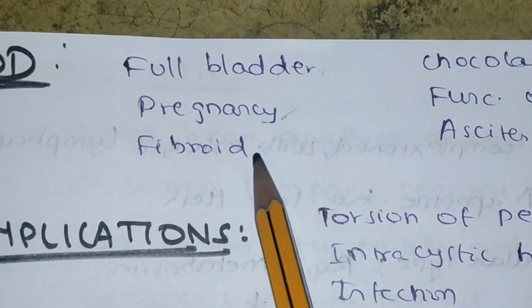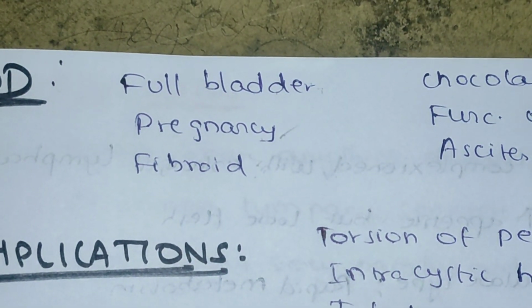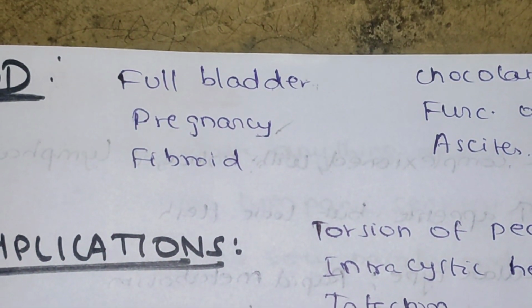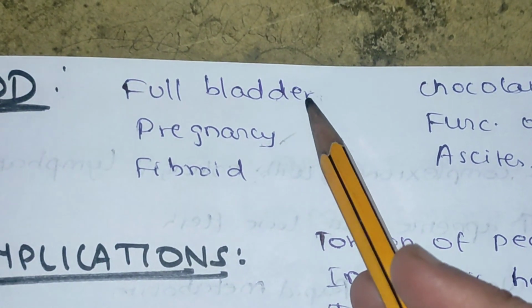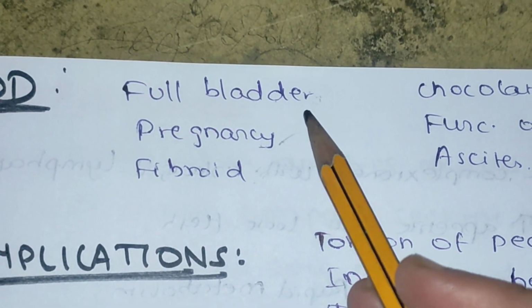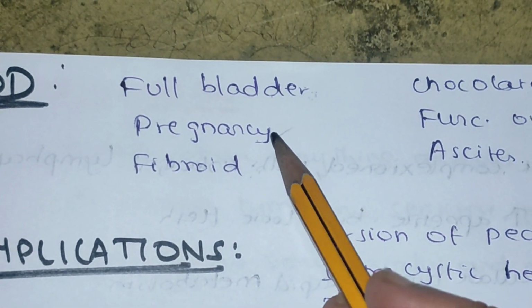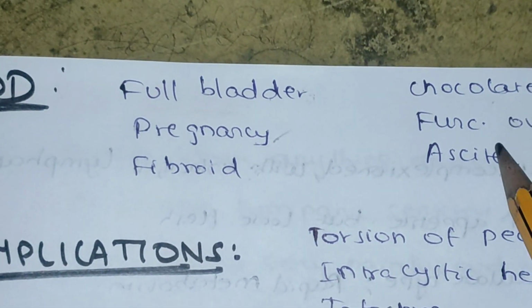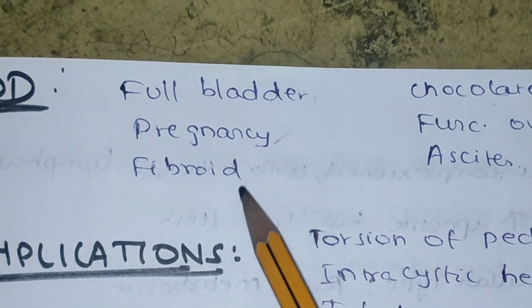Full bladder, pregnancy, fibroid, chocolate cyst, functional ovarian cyst, and ascites are the differential diagnoses. Either a distended bladder or full bladder mimics a tumor or mass in the abdomen. Pregnancy also presents with the same picture.